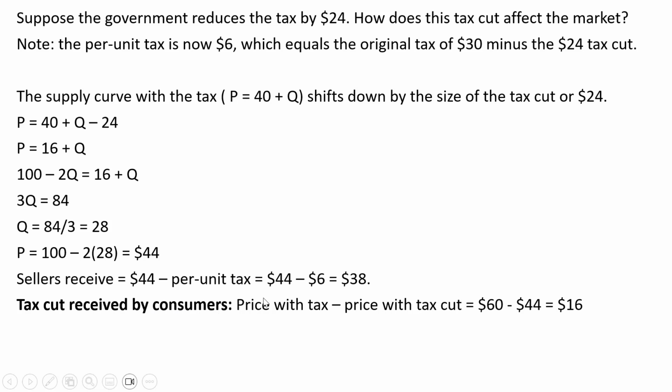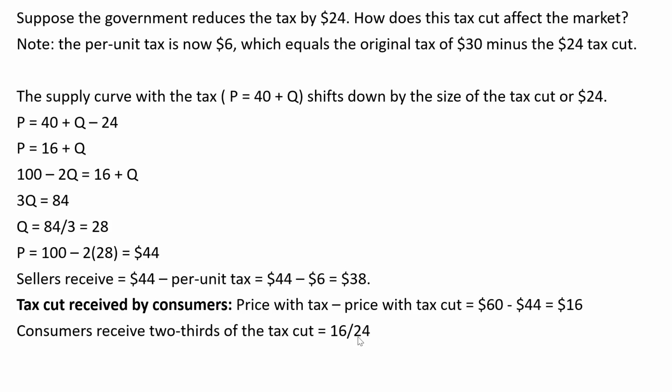The tax cut received by consumers is going to be the price with the tax, which we found earlier was $60, minus the price that consumers are now paying with the tax cut, which is $44. So the tax cut received by the consumers is $16. So consumers receive 2/3 of the tax cut in the form of lower prices. The total tax cut was $24. The price didn't fall for consumers by $24. It did fall by 16.